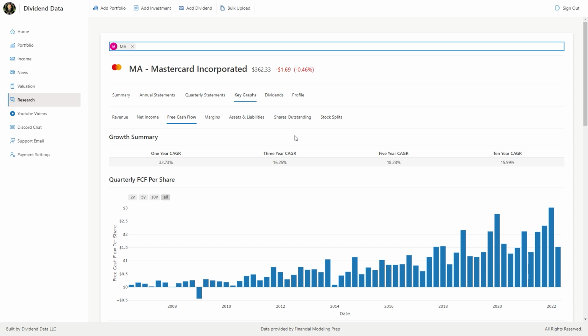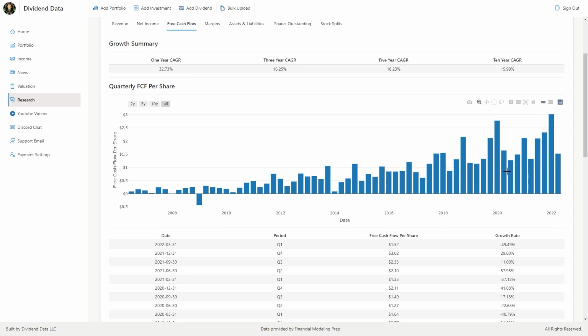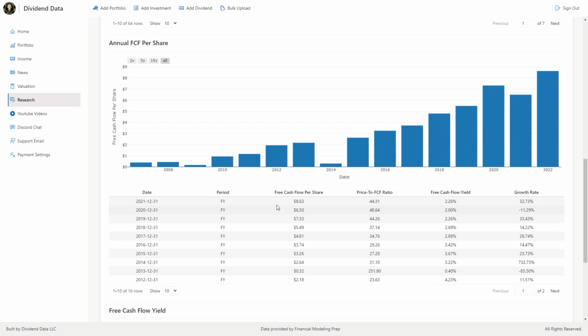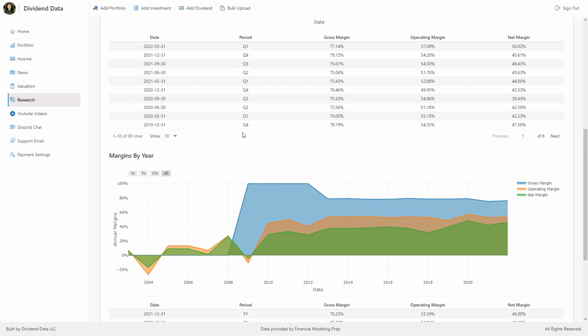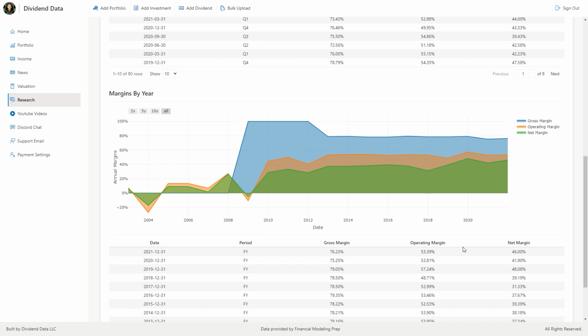MasterCard is a free cash flow machine, growing its free cash flow per share at a 16% 10-year CAGR. MasterCard is trading at a higher premium than Visa, with a 44 price-to-free cash flow ratio. Their annual margins for the fiscal year 2021 were 76% gross margins and 46% net margins.